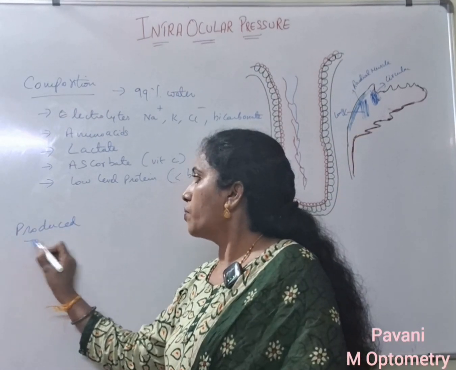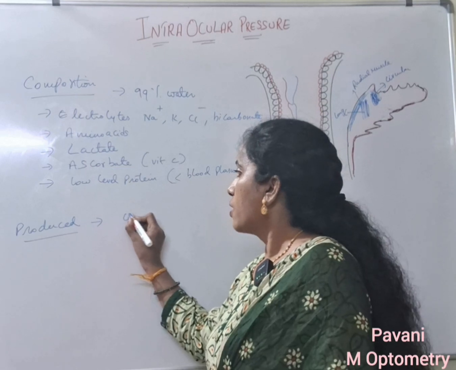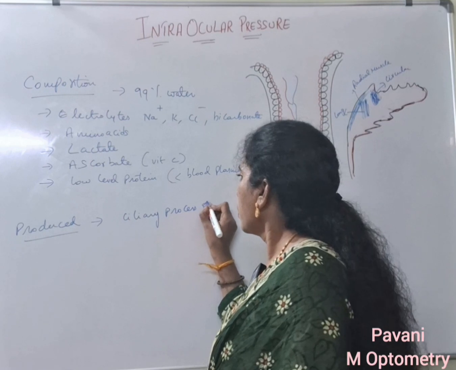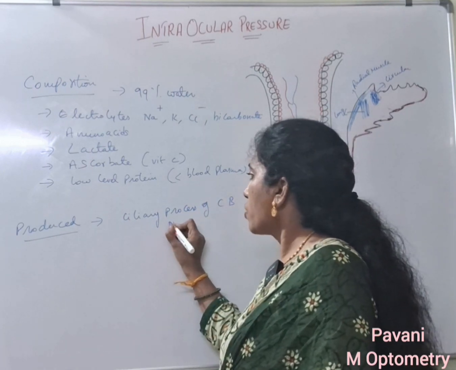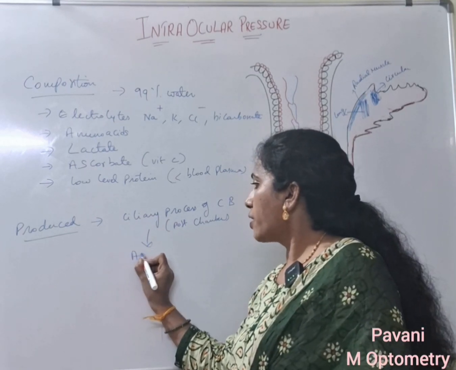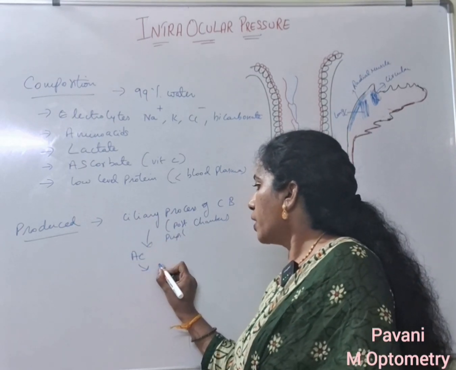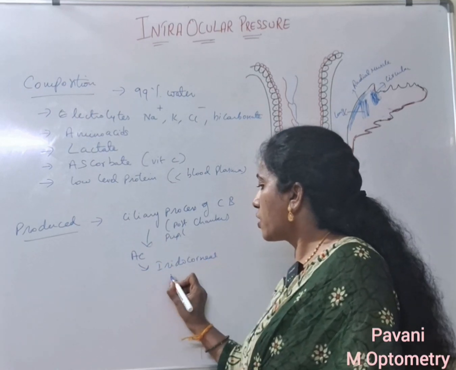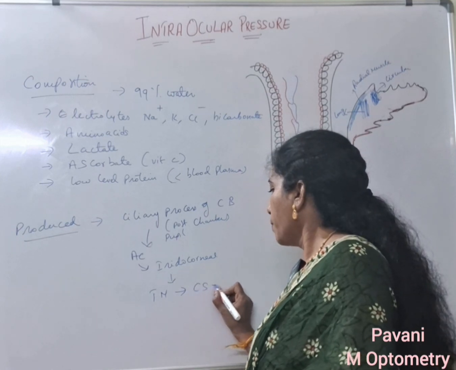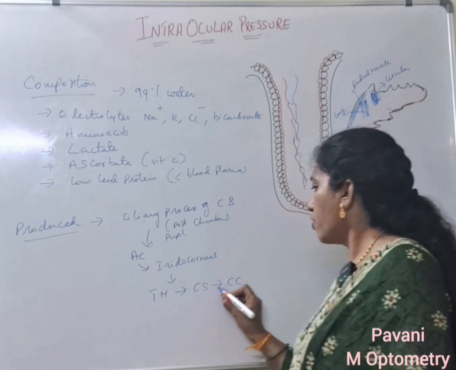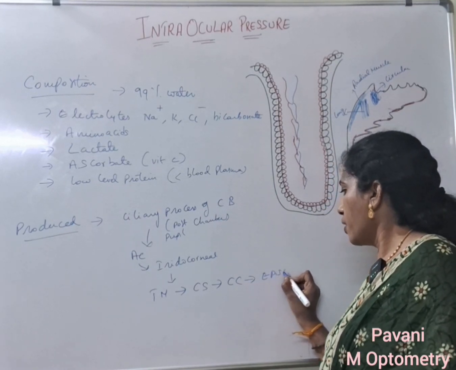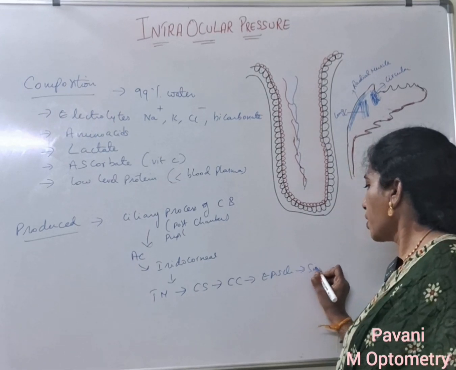So how is the aqueous humor produced? It is produced from the ciliary process of the ciliary body, which is present in the posterior chamber. From there it goes to the anterior chamber through the pupil. From there, through the iridocorneal junction, it goes to the trabecular meshwork. From there it goes to the canal of Schlemm. From the canal of Schlemm, it goes to the collector channels, and then to the episcleral veins. From there it drains out to the systemic circulation.